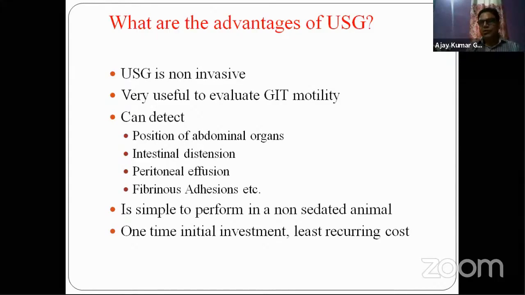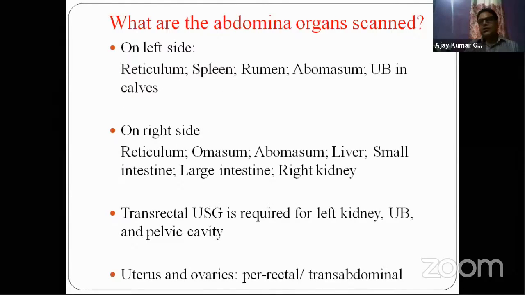It is performed on non-sedated animals, because if you perform it on sedated animals, the motility of the GI tract may be reduced. So it is recommended that it should be performed on non-sedated animals. The cost involved is only the initial cost, that is, the investment of purchasing an ultrasound machine. Later on, the recurring cost is minimal. It only involves the cost of ultrasound paper and the ultrasonographic coupling gel. So the recurring cost is minimal.